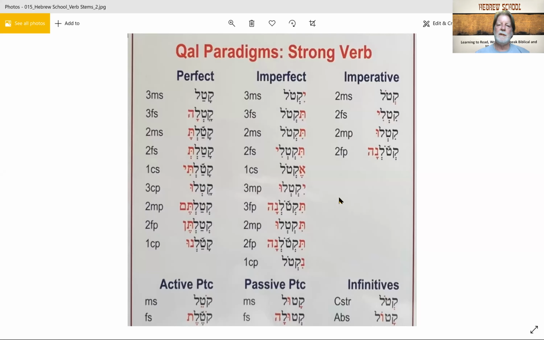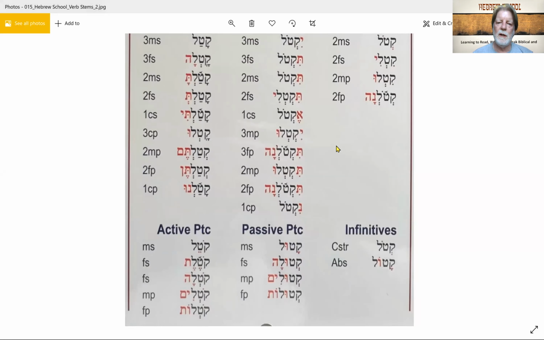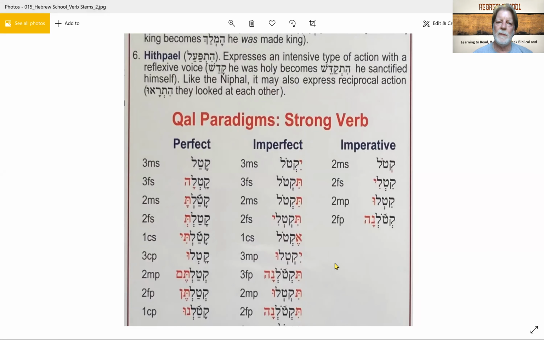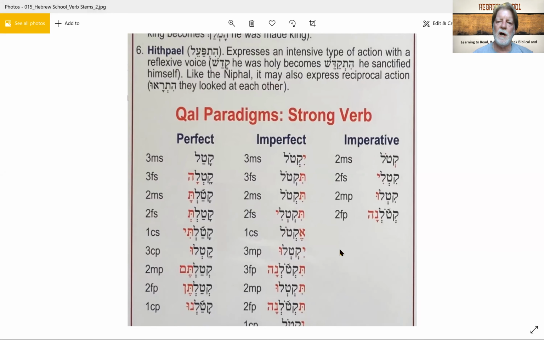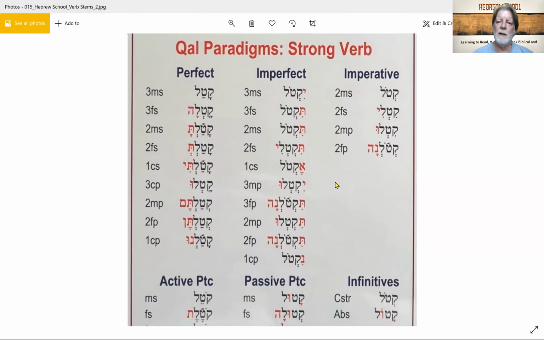Okay, that's much better. So we're looking at the Qal paradigm, and I want to point out a few things. These are all of the, what did we call those? Oh, those were the conjugations. We've got the perfect, which means completed action, the imperfect, which means continuous or ongoing action.